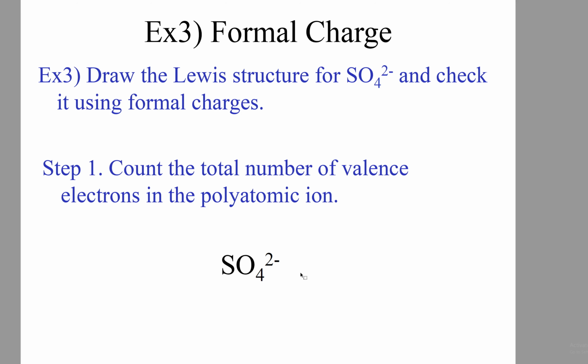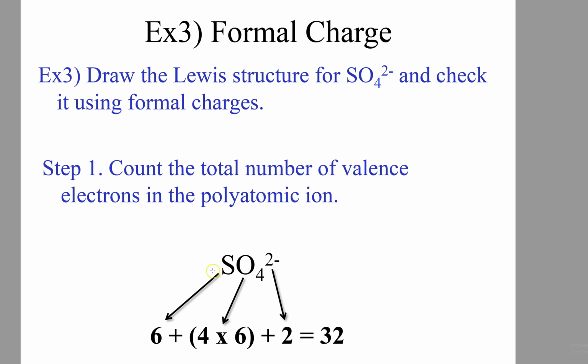All right, let's do the formal charge number 3. See if you can go ahead and try it yourself. And let's take a look. So draw the Lewis structure for SO4 and check using the formal charges. Count the total number of valence electrons in the polyatomic ion. And so we have SO4 2- here.